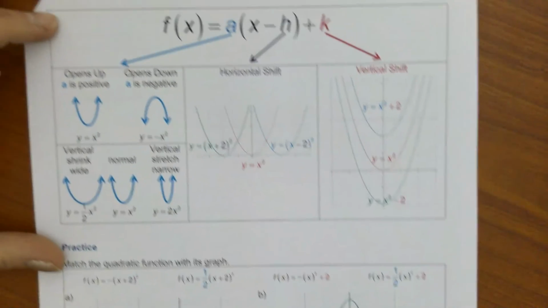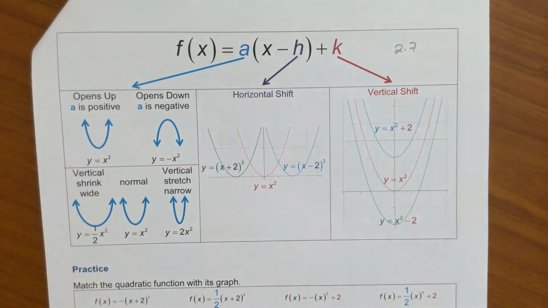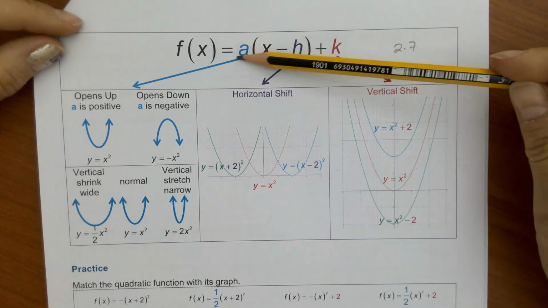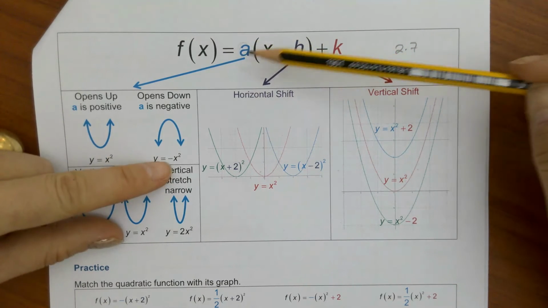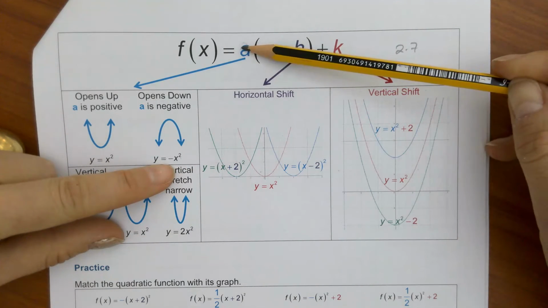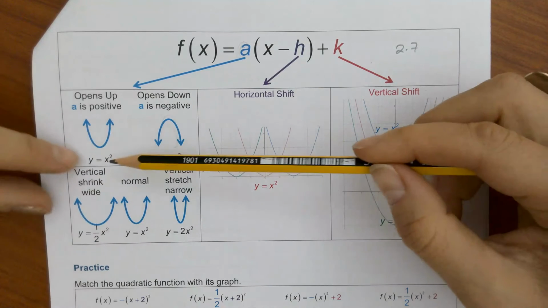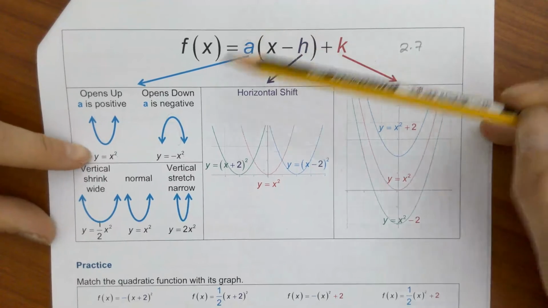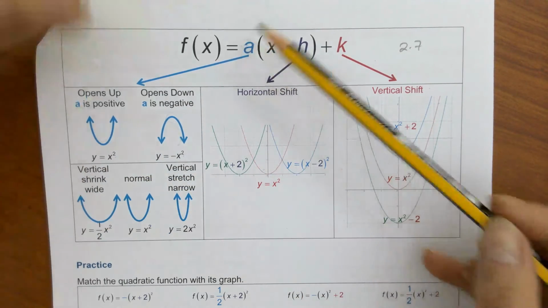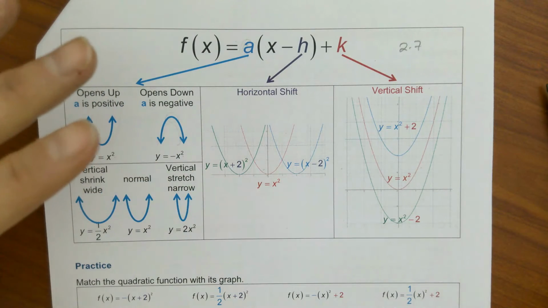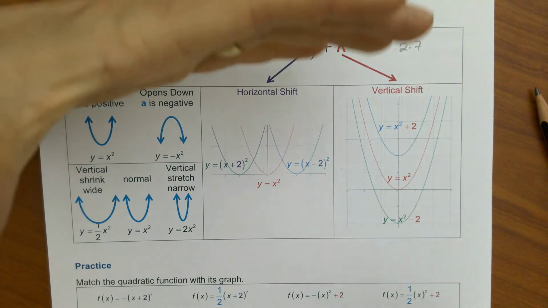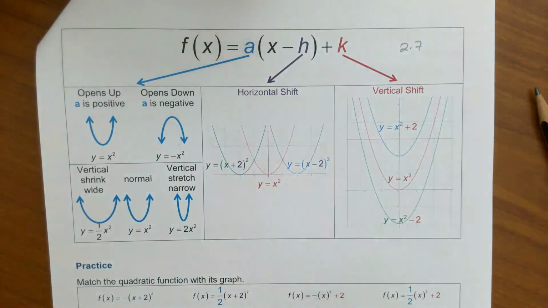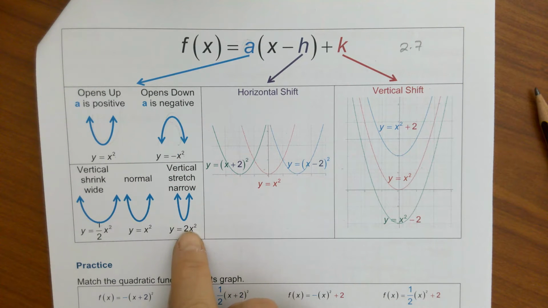Now this is review of, I think it's 2.7. We talked about this already. So if I have a negative number in front, negative x squared, it means the parabola opens down. If it's positive, it means the parabola opens up. Okay? If it's a half in front, it squishes it. If you think of a teddy bear and I squish it by half, it gets wider. And if I have a teddy bear and I stretch it by 2, double the size, it's going to get skinnier.